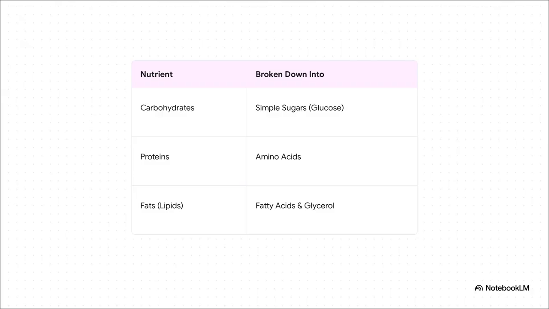And this is the key takeaway, right? After that whole journey, all the complex stuff from your food, the carbs, the proteins, the fats, they're all chopped down into their simplest forms. Starches become glucose, proteins become amino acids, and fats become fatty acids and glycerol. Now finally, they're small enough to get into your bloodstream.